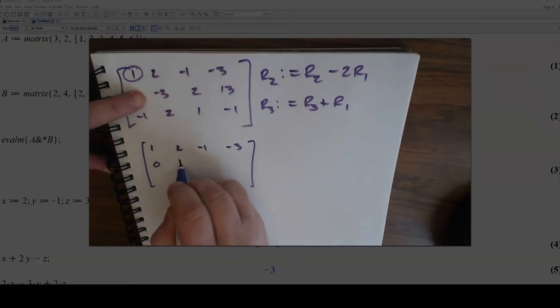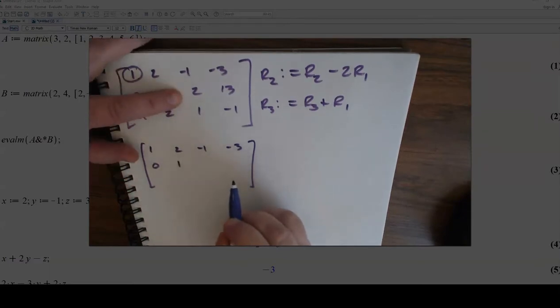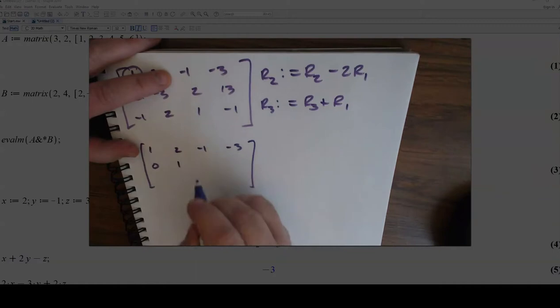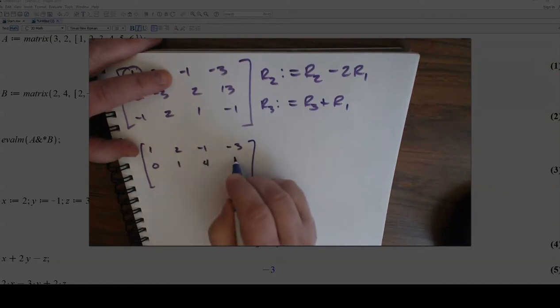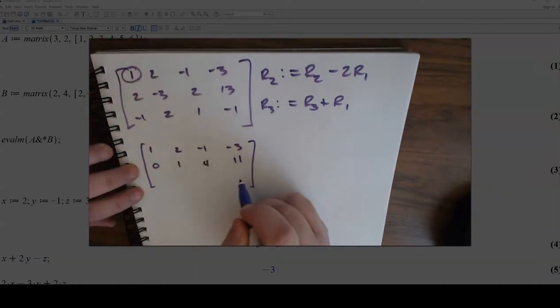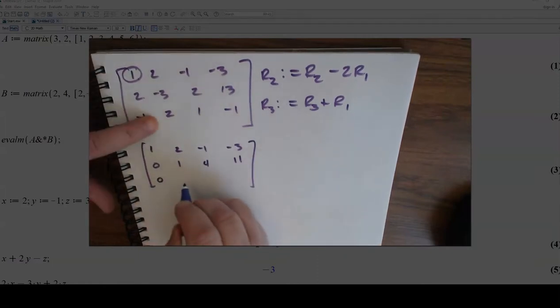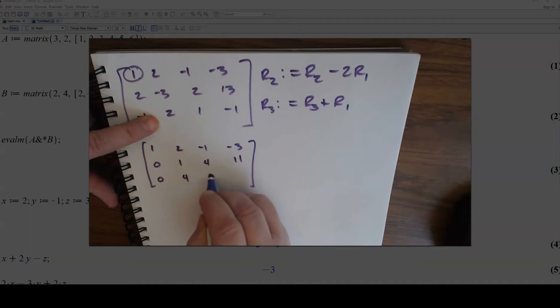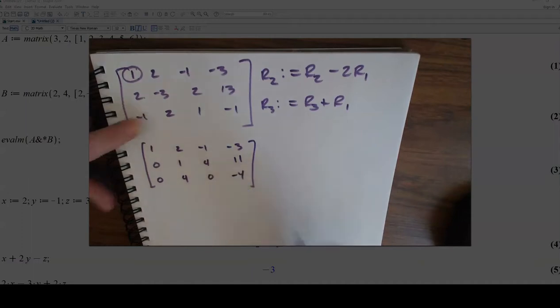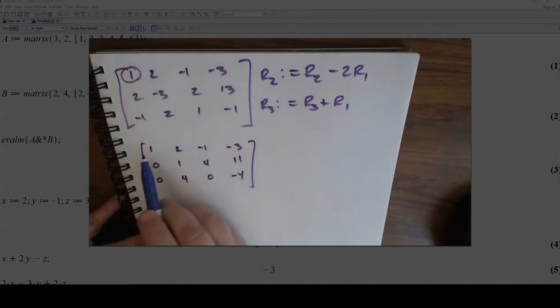It gives me 1 here. 2 minus the negative, so 2 plus 2 is 4, and then the last one I get 11. Now for the last one, I want to do 1 plus negative 1, so this gives me a 0 here, a 4, a 0, and then a negative 4. Cool.